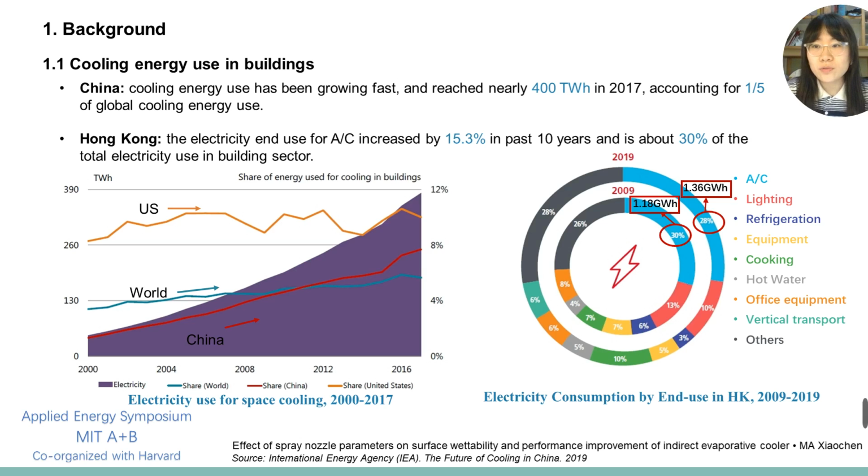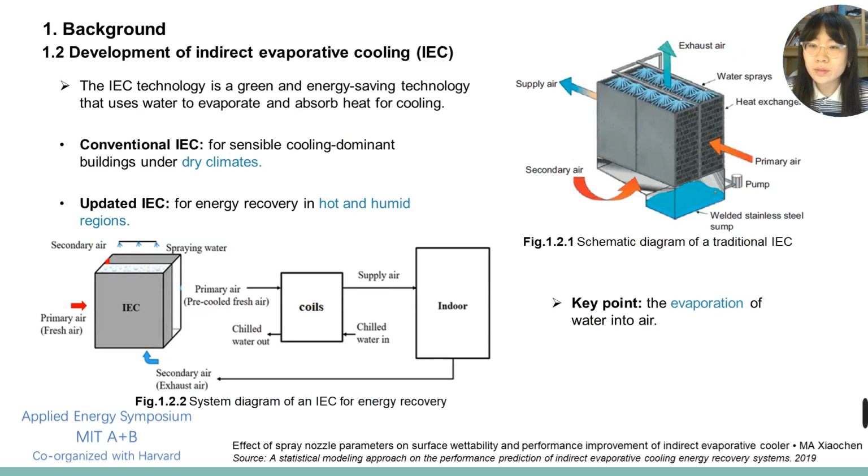And in order to face the cooling energy use status in buildings, it's important for us to develop more sustainable cooling technology. And one of the technologies called indirect evaporative cooling has attracted a lot of attention recently. The IEC technology is a green and energy-saving technology that uses water to evaporate and absorb heat for cooling.